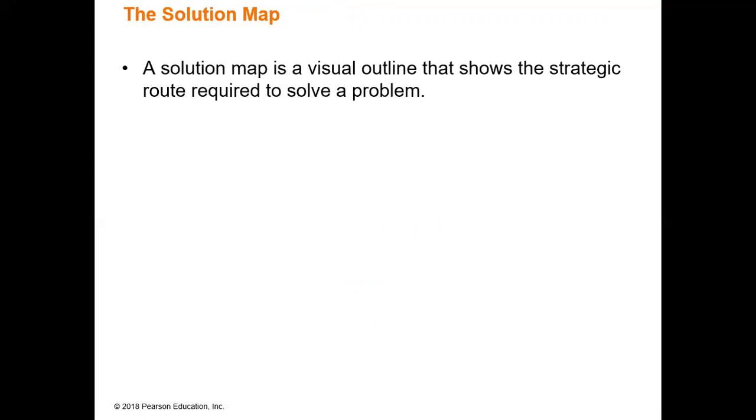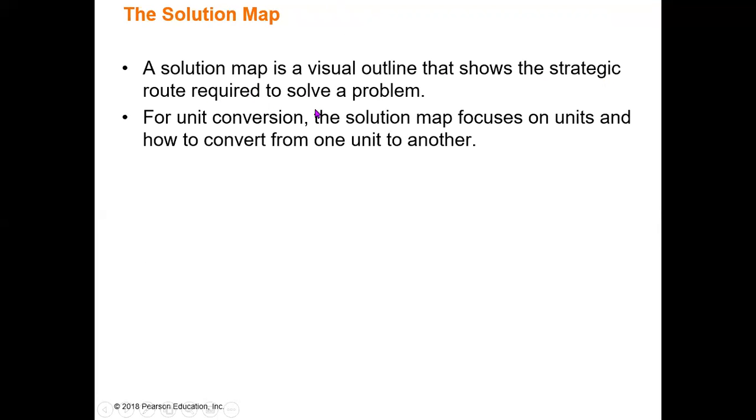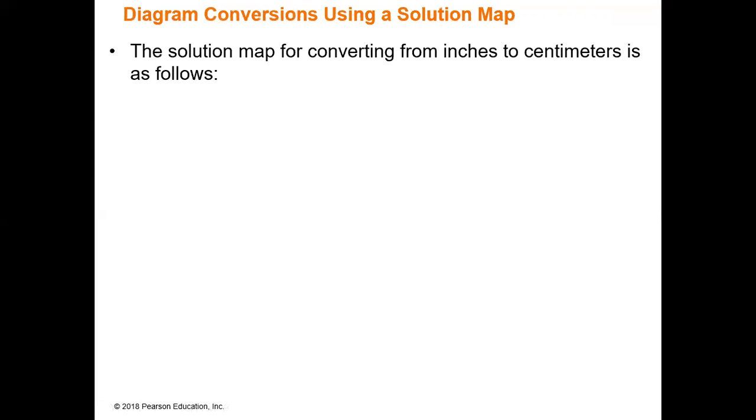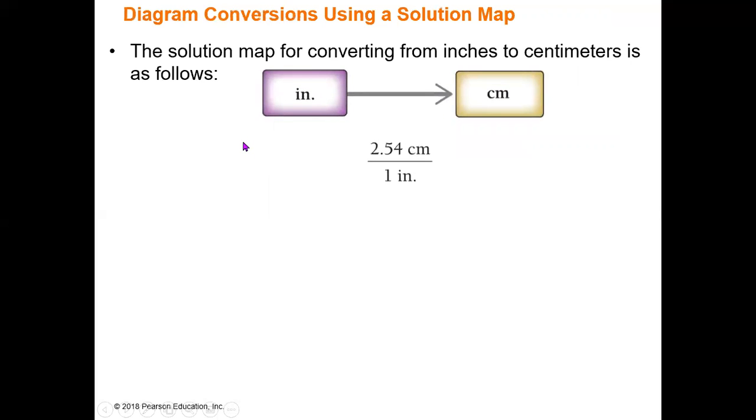Usually you will have a solution map. A solution map is a visual outline that shows the strategic route required to solve a problem. For unit conversion, the solution map focuses on units and how to convert from one unit to another. The solution map for converting from inches to centimeters is as follows, even though it's very simple, as you already know how to use the conversion fractions.